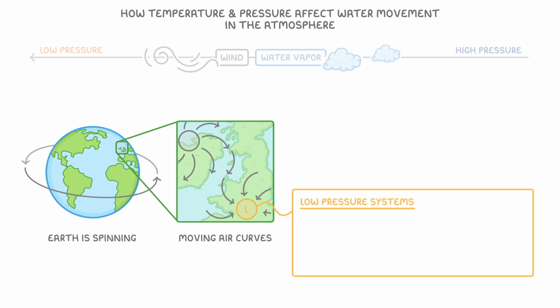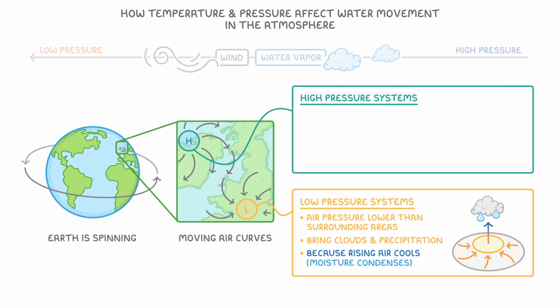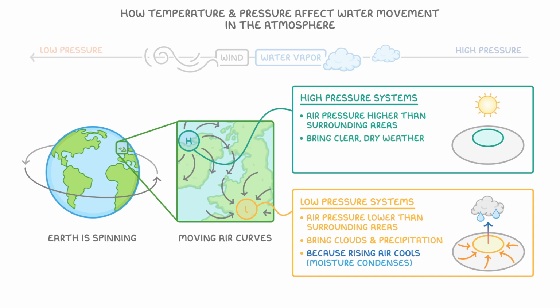Low-pressure systems are large areas where air pressure is lower than the surrounding areas, and they typically bring clouds and precipitation, because the rising air cools and its moisture condenses. High-pressure systems, then, are large areas where air pressure is higher than the surrounding areas, and they usually bring clear, dry weather because the sinking air warms up and can hold more moisture without condensing.